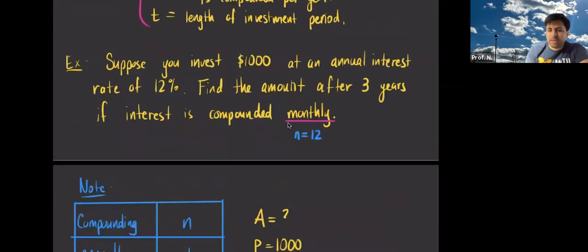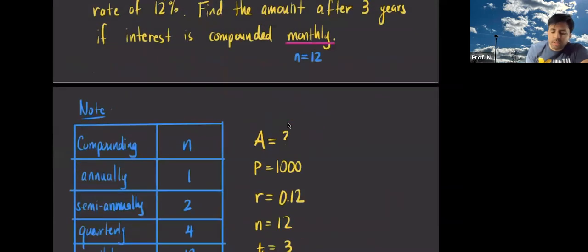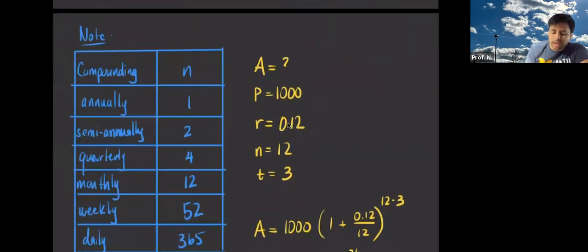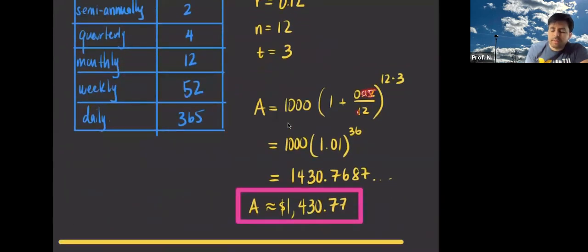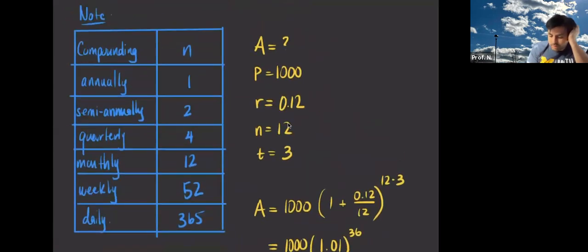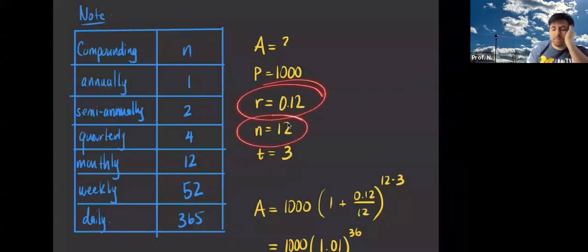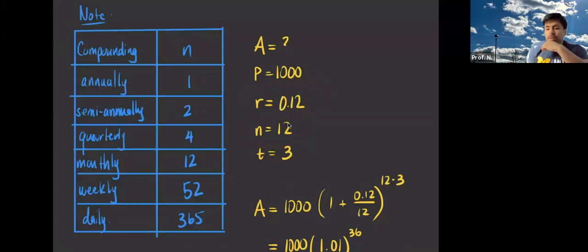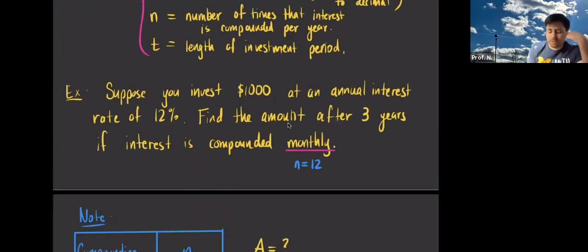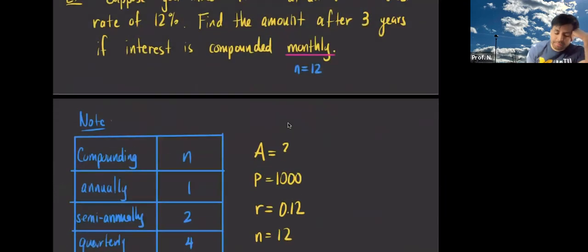It just so happened that the percentage was 12%. So if this was like 5%, then the r would be 0.05, and you would have 0.05 here, and you still have 12 there. So don't let that confuse you. Even though they're both 12s, they're two different things. One is the annual interest rate, and the other one is the number of times that it's compounded per year. Maybe I should have used another number so that there's no confusion.